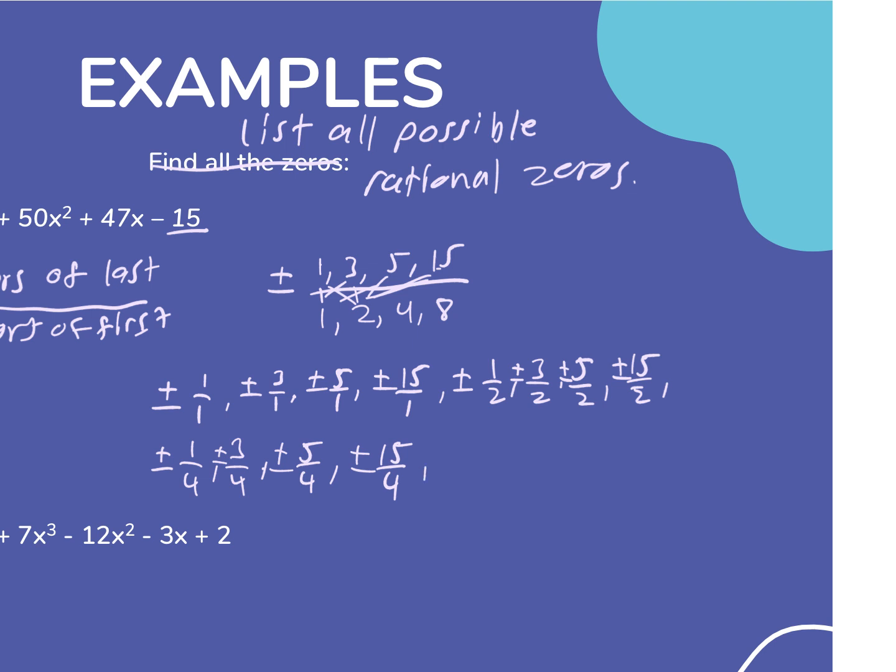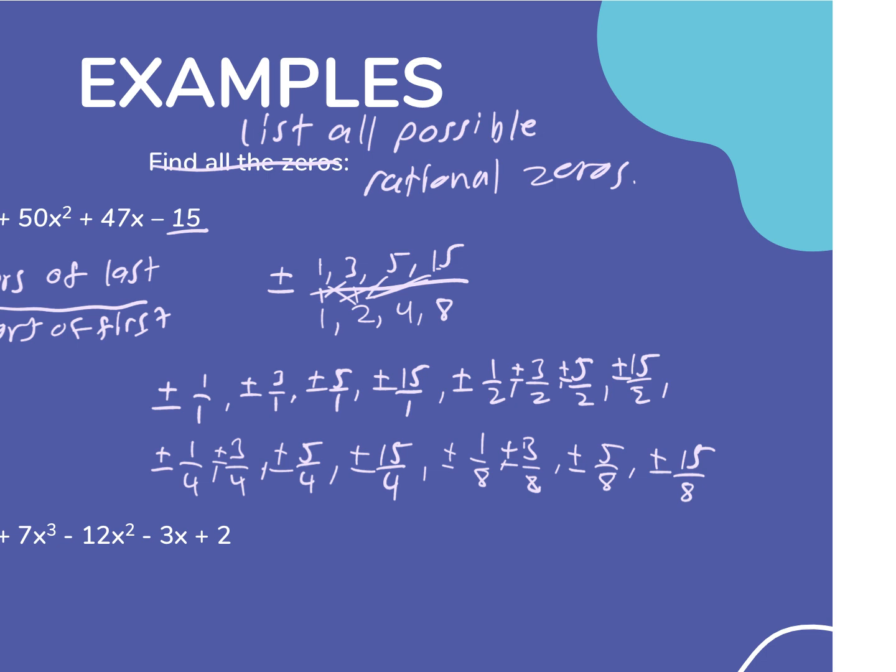All right. Lastly, I want to put everything over that 8. The 1, 3, 5, and 15, put all of those over 8. So I'm going to get 1 over 8, 3 over 8, right, plus or minus 5 over 8, and plus or minus 15 over 8. All right, so all of these are possible rational zeros, right?